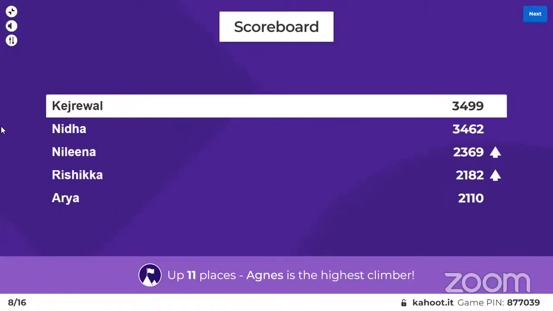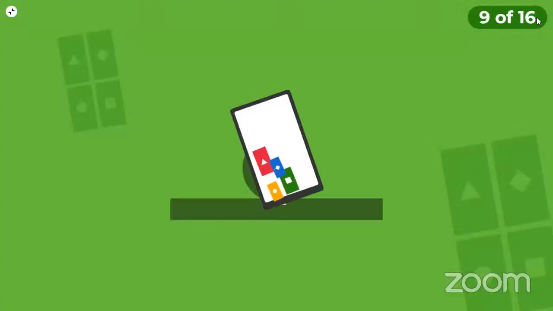Ninth question. Okay, Kejriwal still on top, same points. Second, we have Nida. Third, we have Nilina. Fourth, we have Rishika. Fifth, we have Arya. And we have a new climber also. Agnes is the highest climber, climbing up 11 places in the table. So, ninth question.